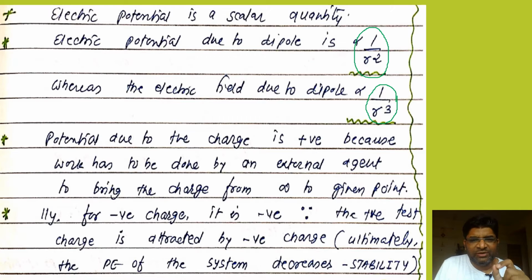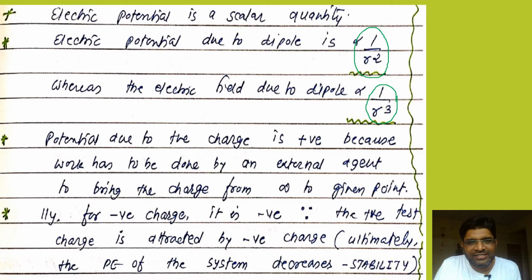Potential due to a positive charge is positive because work has to be done by an external agent to carry the test charge from infinity to the given point. And when you are bringing a positive charge in the proximity of another positive charge, remember the potential energy increases, and an increase in potential energy is not a good sign. That is the symbol of unstable equilibrium. You are creating a chaos there. You are not helping the system to stabilize.